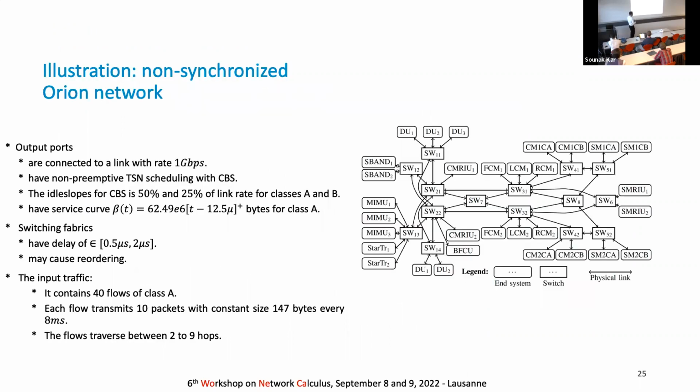So let's see an illustration of what we have just discussed in terms of theory. We would like to see it in the numerical evaluation. This is an Orion network with 40 flows, and each flow sends 10 packets, and the flows traverse from 2 to 9 hops.